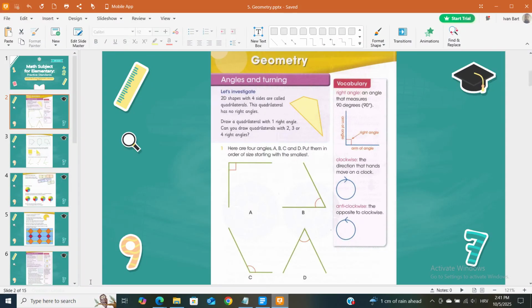Clockwise. The direction that hands move on a clock. Anti-clockwise. The opposite to clockwise.